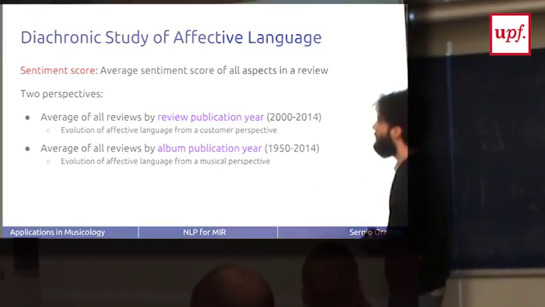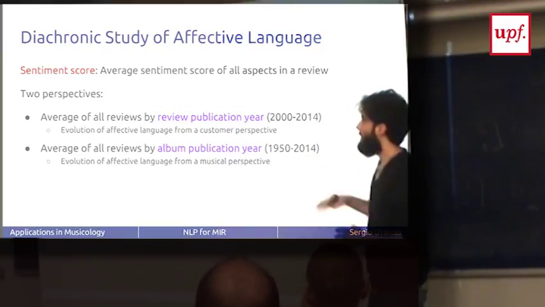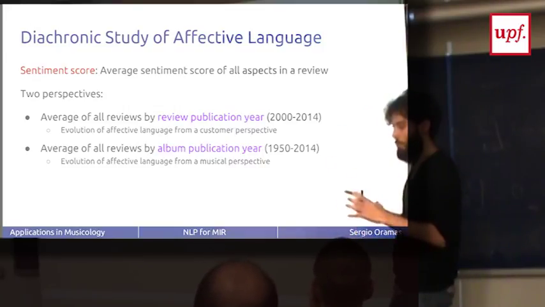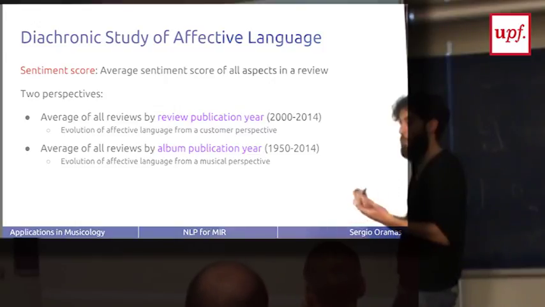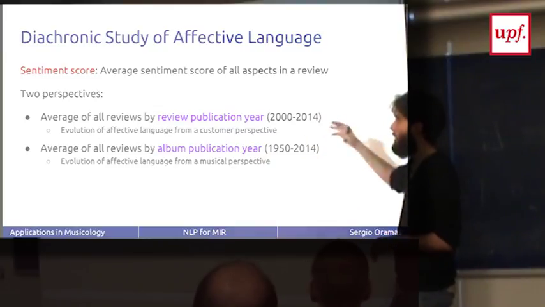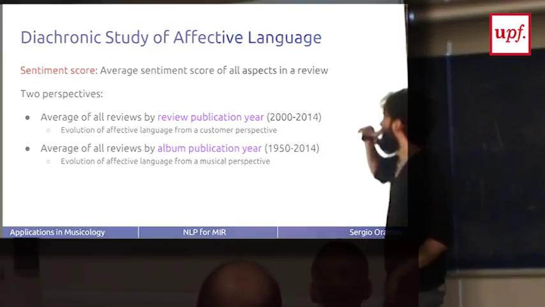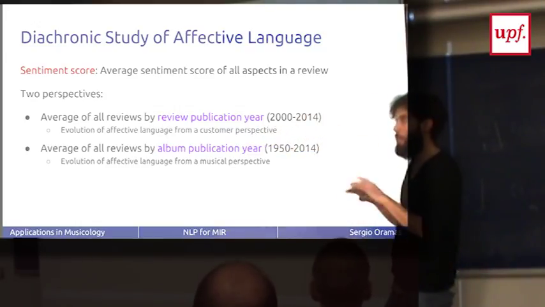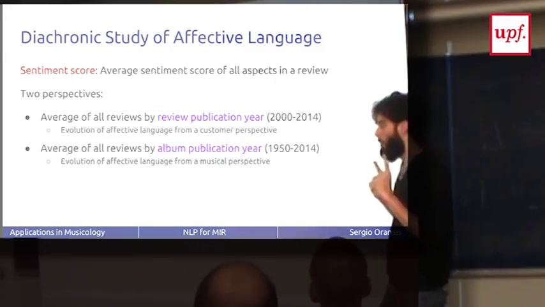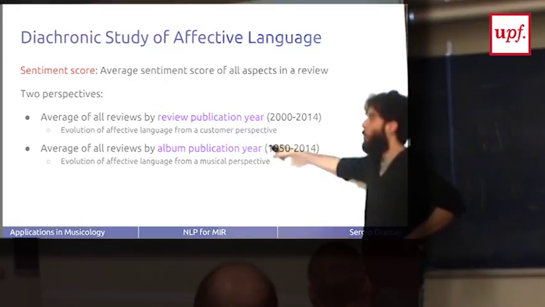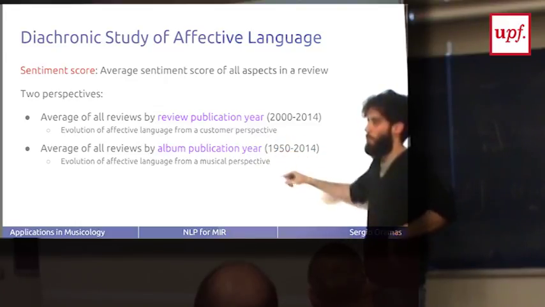Then we average all these scores for a review, and we get a score of the review between minus one and one. Then we average all the reviews in two different ways. We arrange them by the review publication year, meaning when the review was written by the customer, and by the publication year of the album, meaning when the album was published.